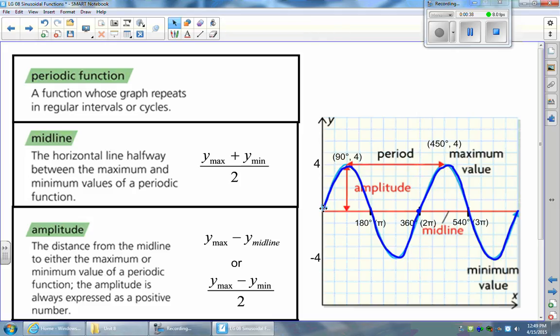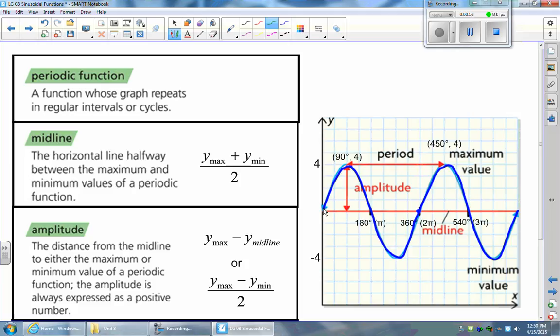The midline, as you can probably guess, is the line that's in the middle of the graph. So it's a line that is halfway between the maximum and the minimum values of a periodic function. So the way that we can determine the midline is by averaging the maximum and the minimum values.